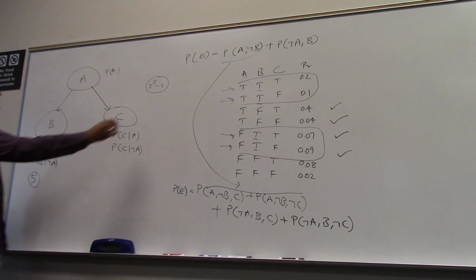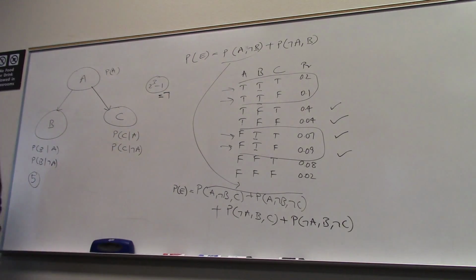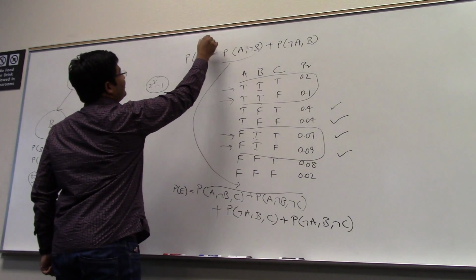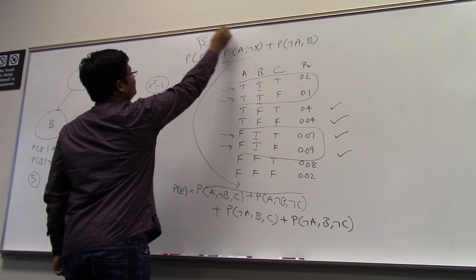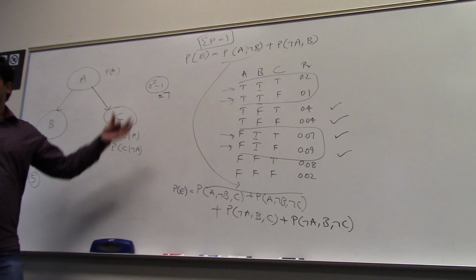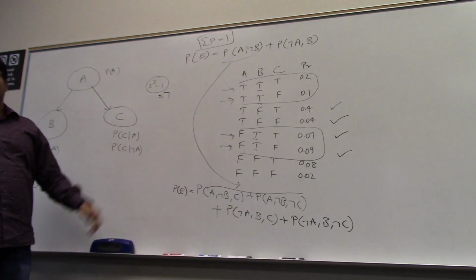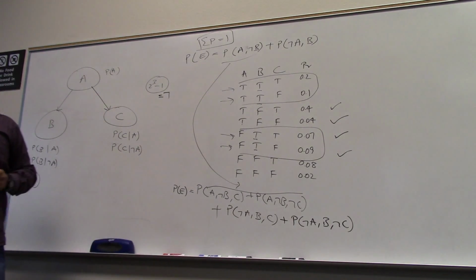This is 7 earlier. Why is it 7 and not 8? Because the sum of all cases is 1. So if one of them is missing, we can easily get it. Sum the rest and 1 minus that will be the missing one.